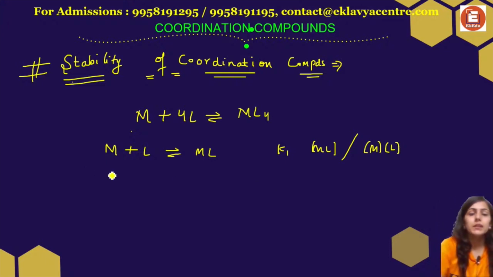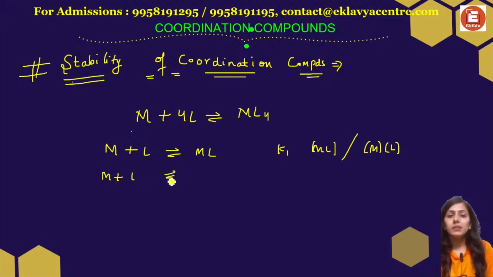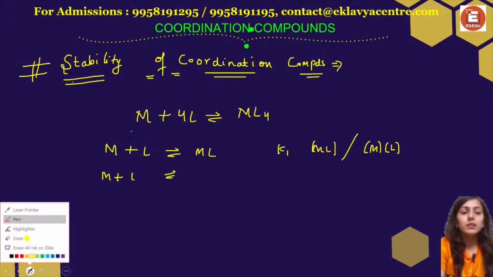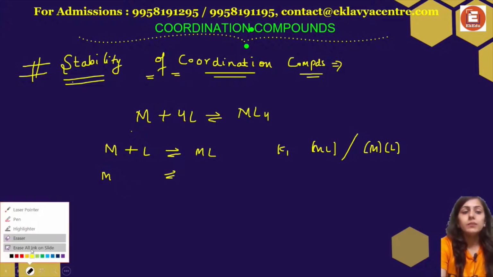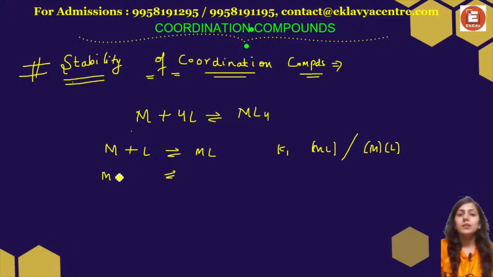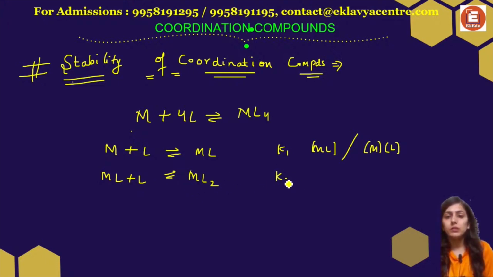Next we have the second step. These are the constants, and what happens? For the metal, there always exists a competition between ligand and solvent molecules, and since ligands are stronger than the solvent molecules, they simply replace solvent molecules. That is why we simply ignore the solvent molecules. We don't consider them. This is the constant of the second step, which is ML2 upon ML into L.